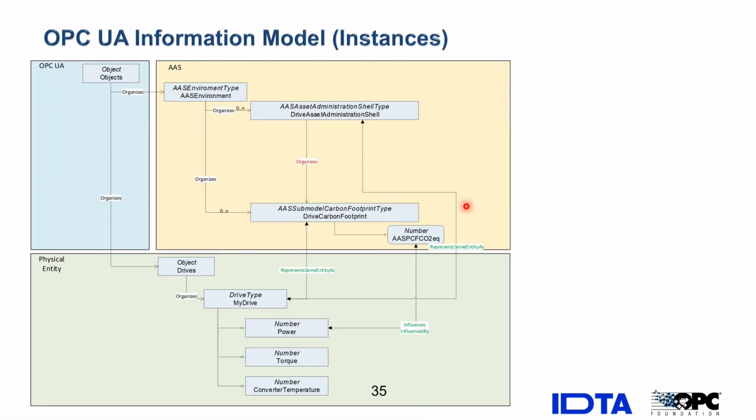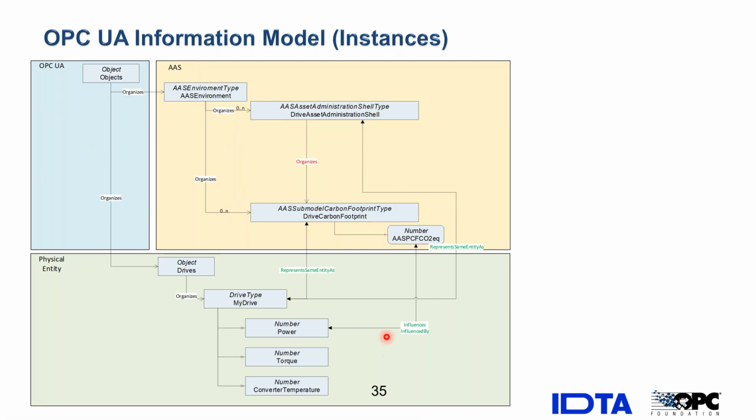And as we already mentioned, we have one information model for AAS and OPC UA. So we for sure also have the OPC UA information, the instances, for example, for the drive and so on, in the same information model. And this is the green part here below.